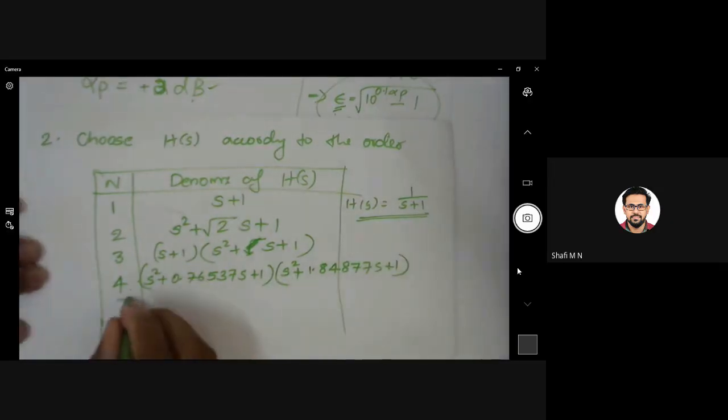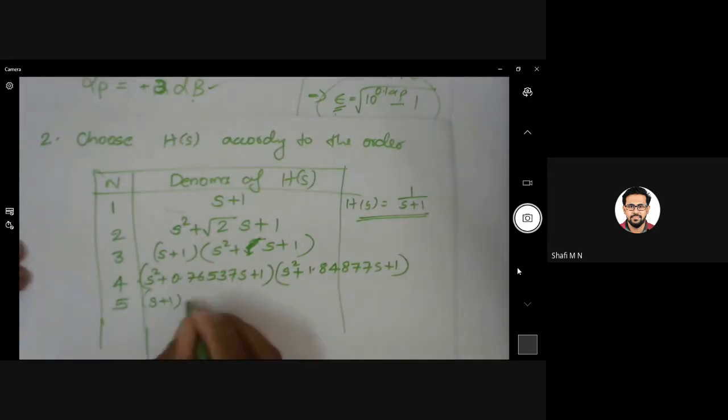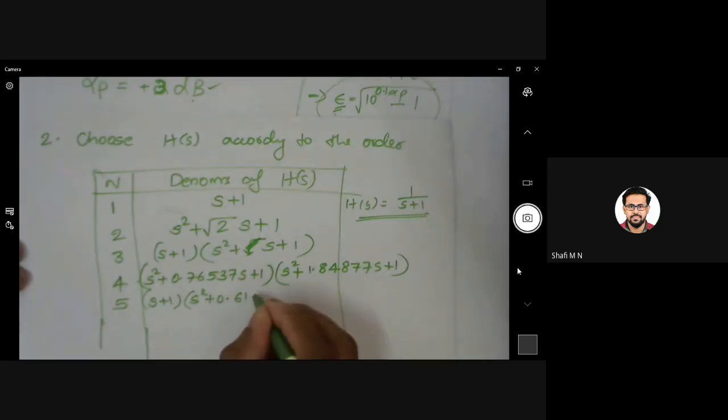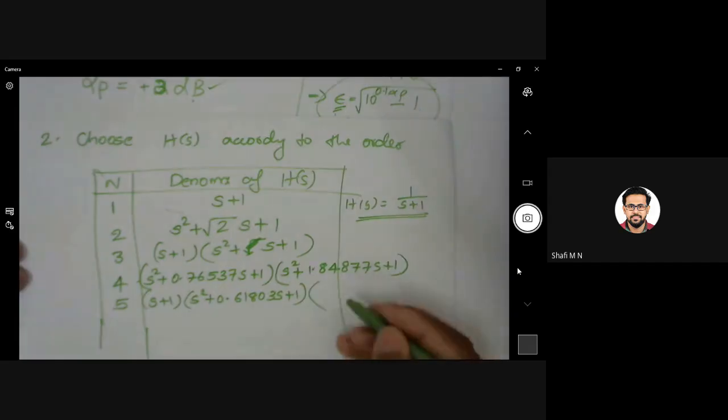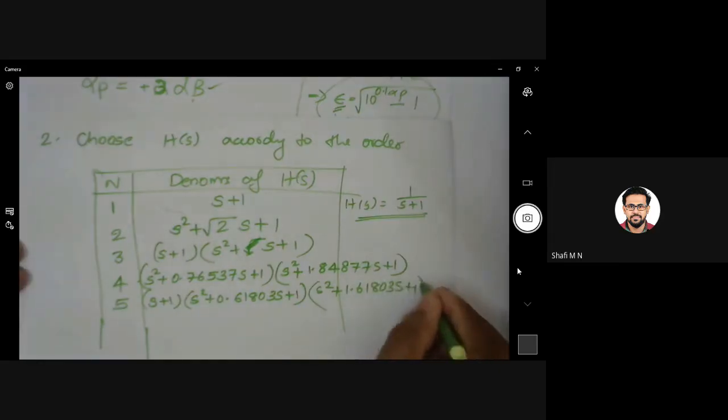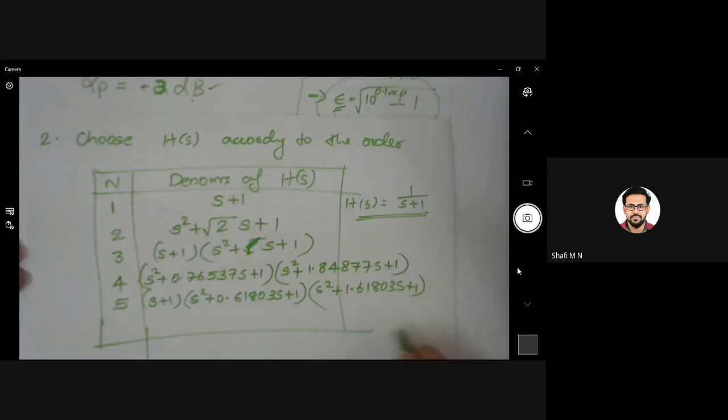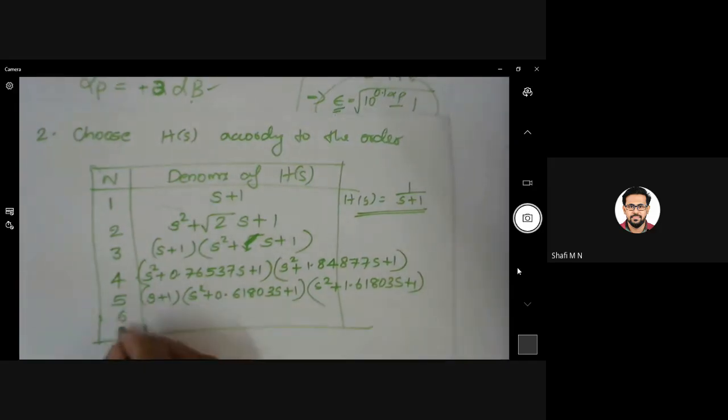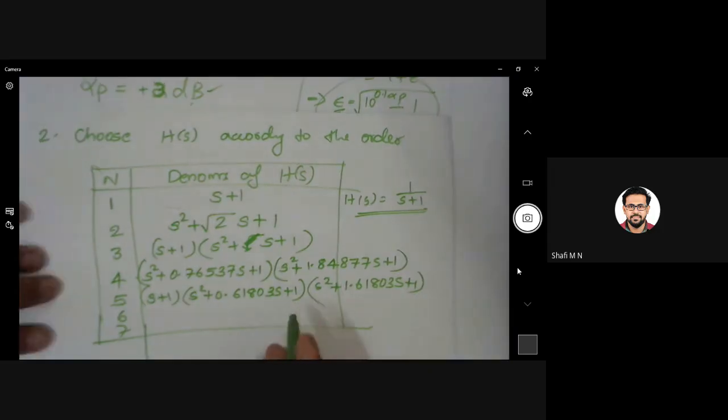And if the order is 5, s plus 1 into s square plus 0.61803 s plus 1, into s square plus 1.61803 s plus 1. You can see this table in your textbooks. 5 is enough. You can refer to your textbooks for the transfer functions for order 6 and 7 also. For the time being you stop with 5.